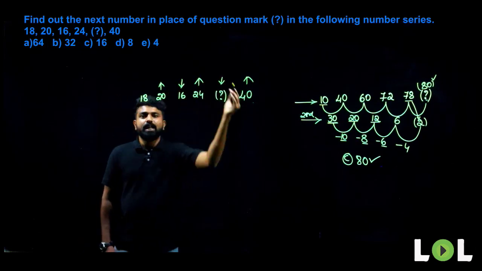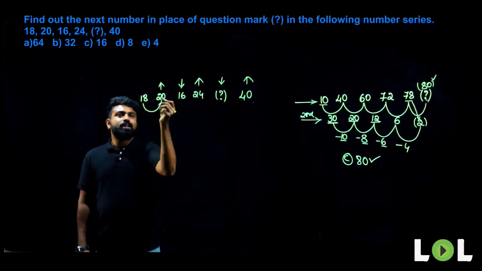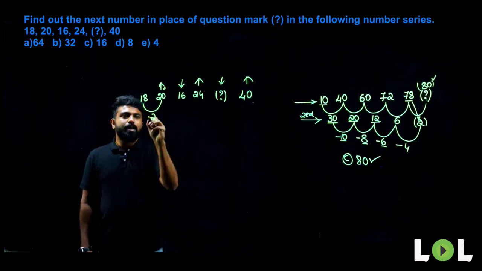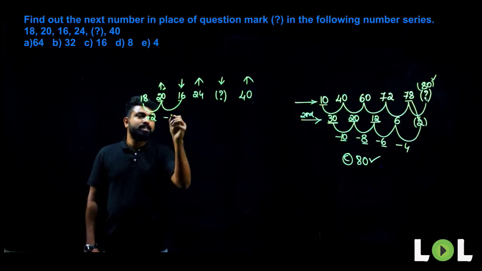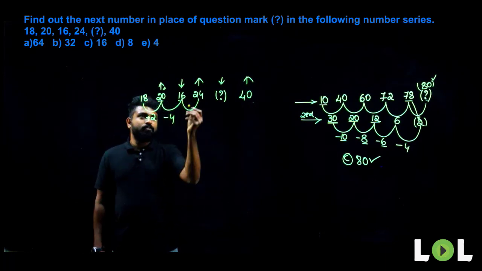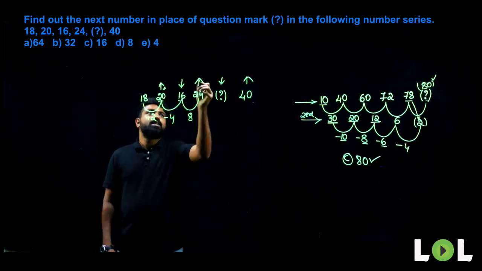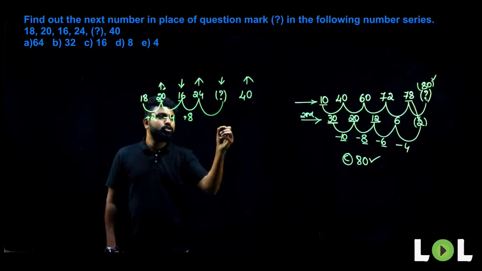Whenever there is increment and decrement, what do we do? We start taking the difference between the two terms. What is the difference between 18 and 20? The difference here is 2. Since there is an increment, it is plus 2. What about 20 to 16? There is a decrement, so it is negative. 20 to 16, the difference is 4. What about 16 to 24? The difference here is 8. Since there is an increment, it is plus 8. So next there must be a decrement, so it must be minus.